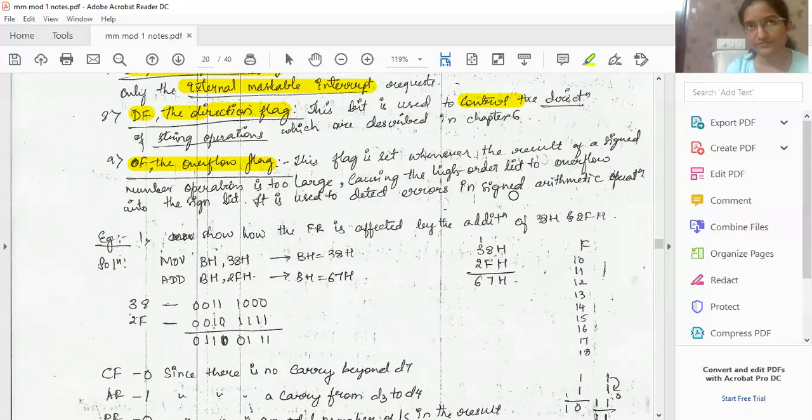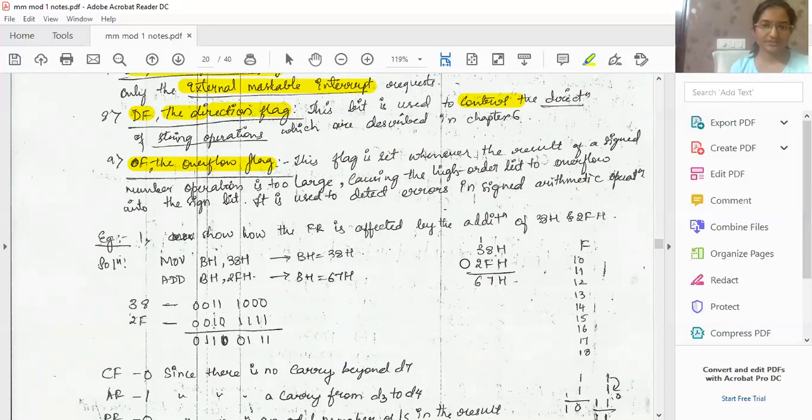Overflow flag, we are going to solve a number of examples on this, and you can make out how the results are affecting the overflow flag. So for now you can just remember that the overflow flag will go high whenever the result of the operation is too large. How it is too large, we will see when we discuss a few examples.